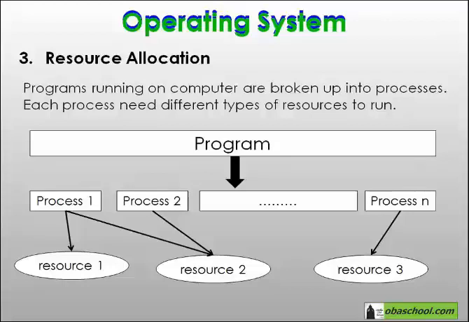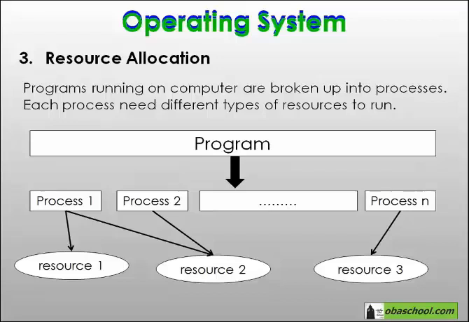In this video, we are going to continue the features of the operating system, and now we are going to talk about resource allocation. Resource allocation means allowing processes to use resources. So, programs running on a computer are broken up into processes. That means the program is made up of many different processes, and these processes need resources in order to work.